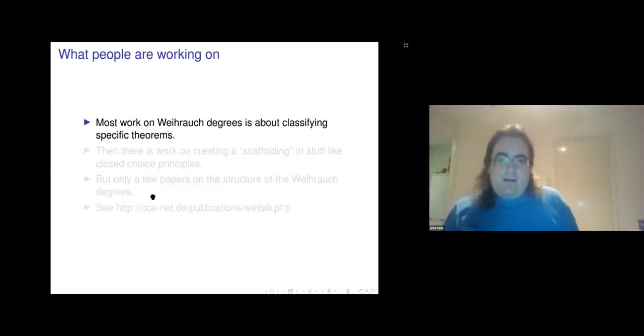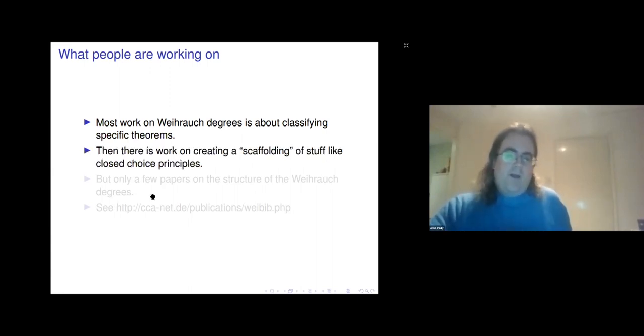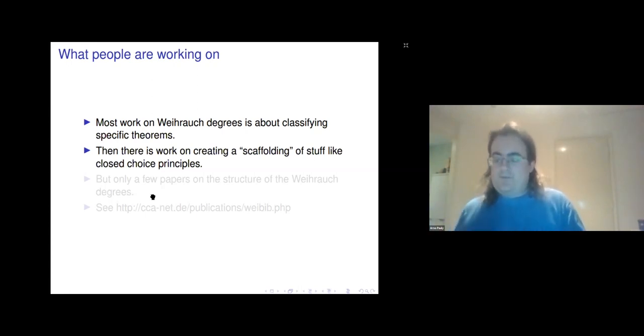Most of the work that people have done on Weihrauch degrees is about: here's a particular theorem that we find interesting, we want to understand what the Weihrauch degree is here. Maybe there are some parameters of the theorem and you want to know how the parameters impact the Weihrauch degree and so on. There also has been quite a bit of work on creating a kind of scaffolding. With that, I mean that we have Weihrauch degrees which are particularly convenient for comparing other principles to, where we know the relation between these scaffolding ones, and we know very well how to prove that other principles are below a scaffolding one or are not below, or that a scaffolding one is not below them, and that tells us roughly where something new has to go.